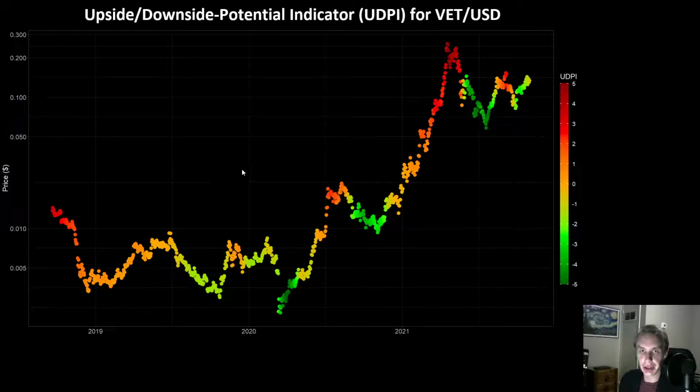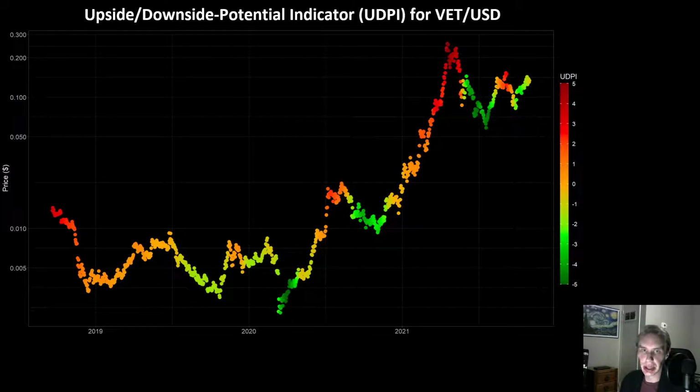So if you've been following the channel, you've seen us launch a number of different indicators in the past, so you're probably familiar with these types of graphs. But in brief, what I'm showing you here is the price of VET on the y-axis, and then the price action of VET over time. So the x-axis is time, each dot is a day, and the color of each dot corresponds to the output of our risk indicator, the UDPI, or the upside downside potential indicator, which is what we call our risk indicator here.